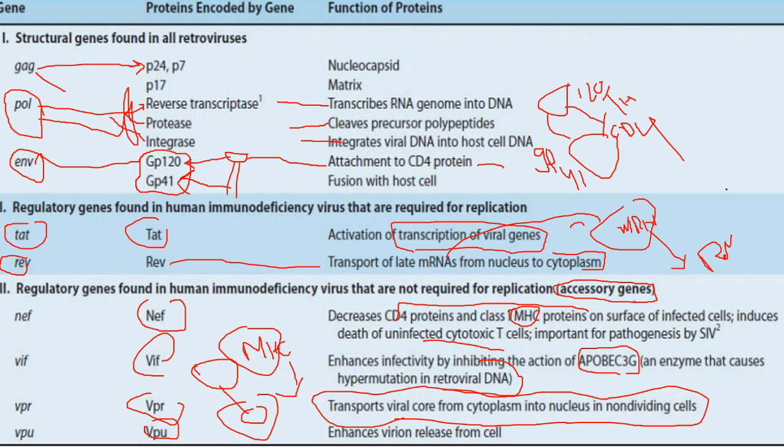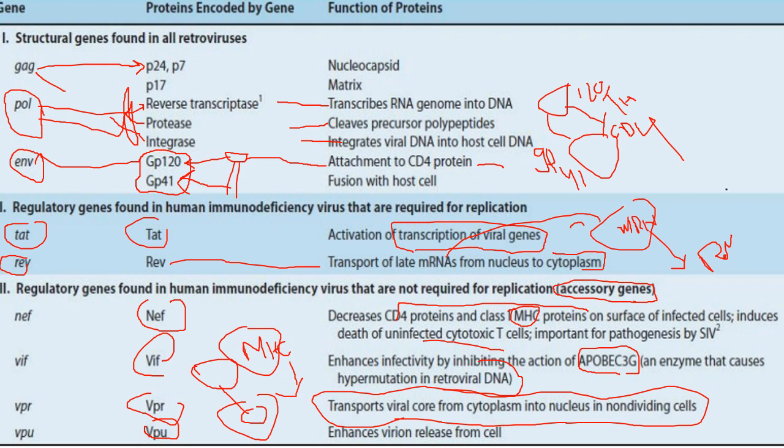Now you know that normally the function of the MHC molecule is to present the virus to which type of cell? To the phagocytic cell or the T cell. But this NEF protein reduces the MHC molecules, so the virus is not presented to the immune cells, so the immune cells cannot recognize the HIV and it multiplies.